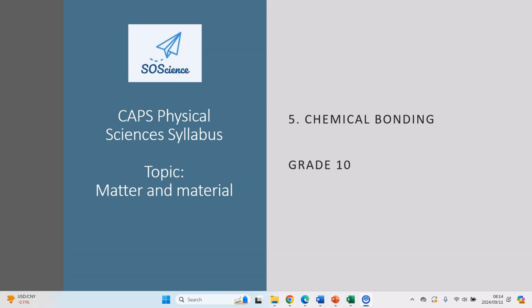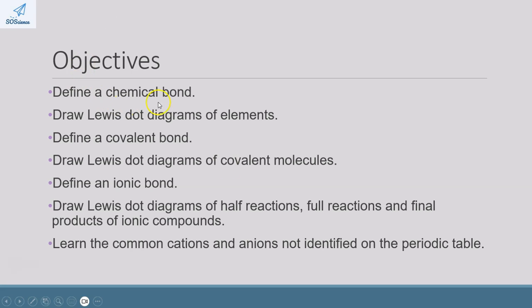Hello, grade 10s. In today's lesson, we're going to start on chemical bonding, which is part of the topic of matter and material. And this is, in fact, the last section of matter and material. In this section, we are going to define a chemical bond, a covalent bond, and an ionic bond. Those are specific types of chemical bonds.